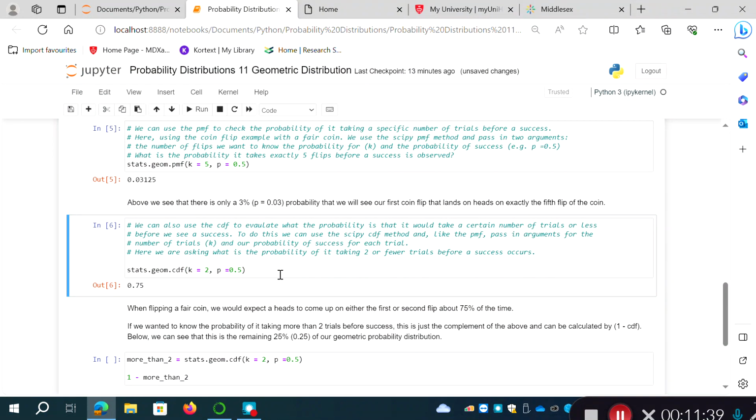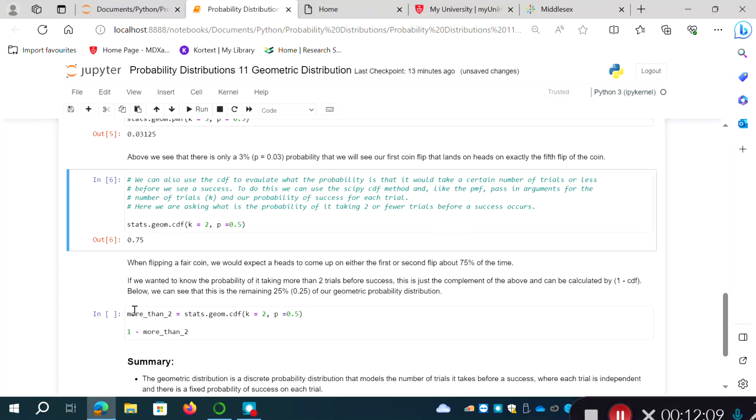And what we see here is we get a value of 0.75. So when we're flipping a fair coin, we'd expect a head to come up on either the first or second flip about 75% of the time. And if we wanted to know the probability of taking more than a certain number of trials, say more than 2 trials before we saw a success, then we can just take the complement of the above CDF and calculate it as 1 minus the CDF. I've done that here below.